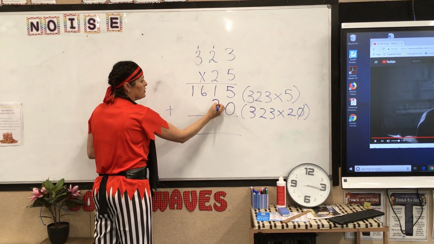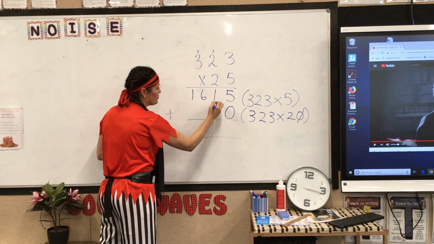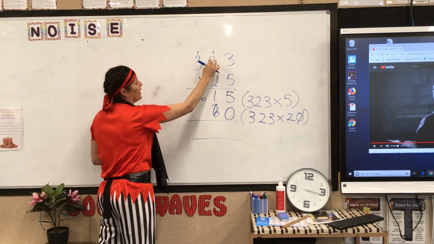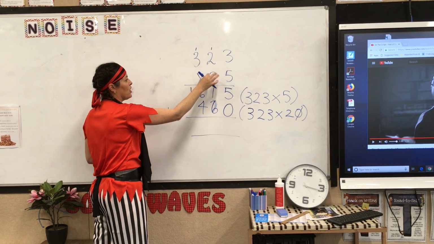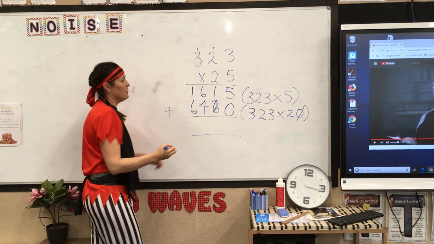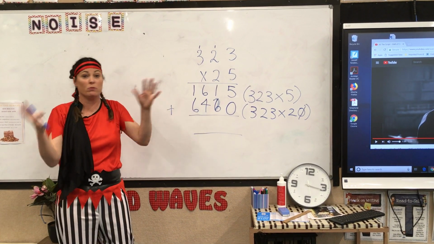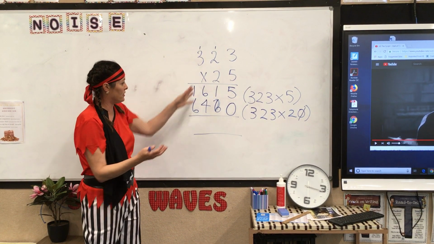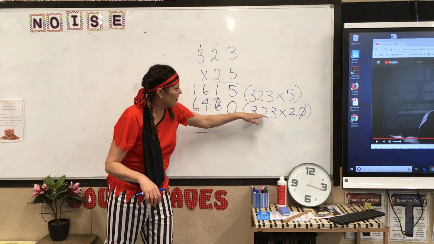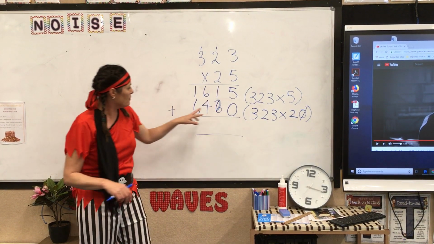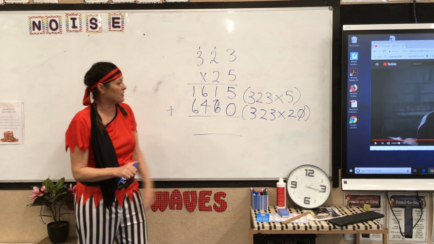3 times 2 is not 2. 3 times 2 is 6. Then I have 2 times 2, which is 4. And then 3 times 2, which is 6. In this case, because everything was times by 2, there was no carrying over, so it was just a simple multiplication. Now we have 323 times 20 is 6,460.